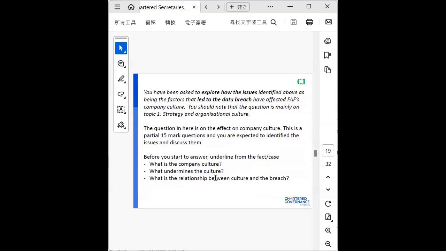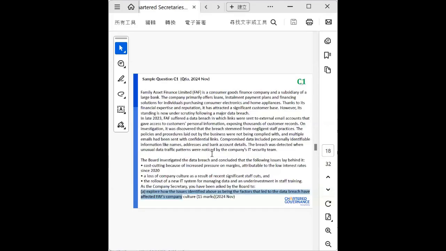Maybe you have to identify what the company culture is in here, what undermines the company culture, and what the relationship is between the culture and the breach in this case. Again, it's important to look at the question very closely. You understand the facts of the question, and sometimes they will give you some hints on how to answer the questions. So I'll give you 1 minute and come back when you are ready.